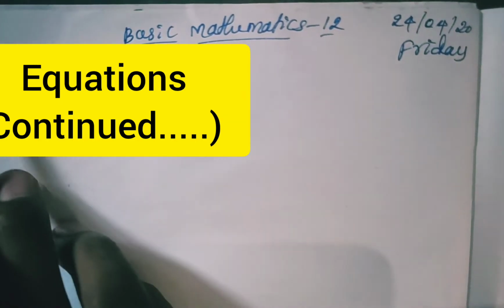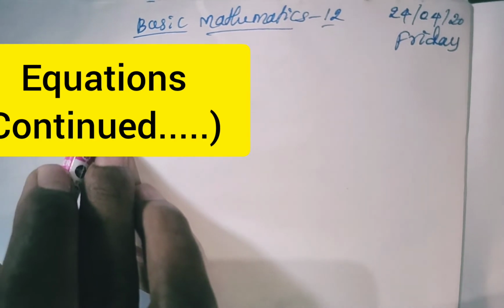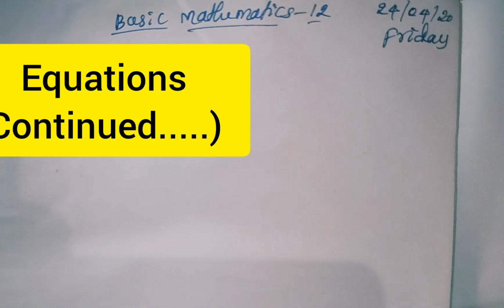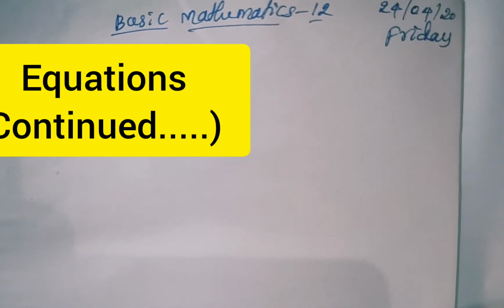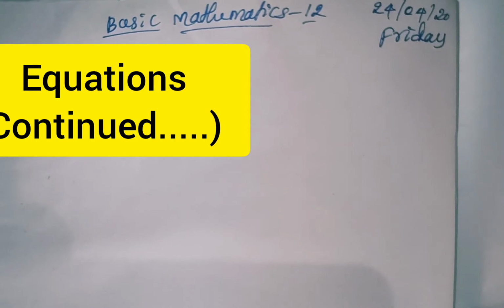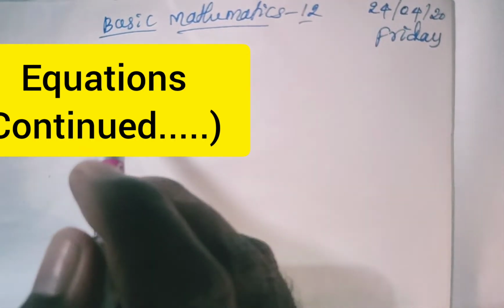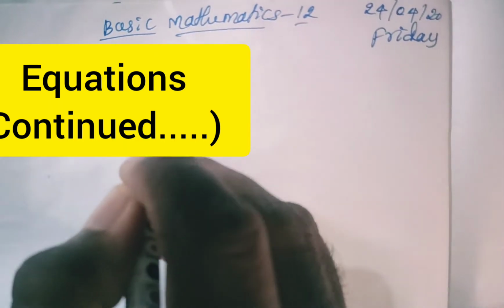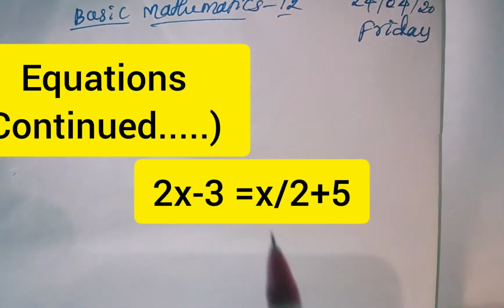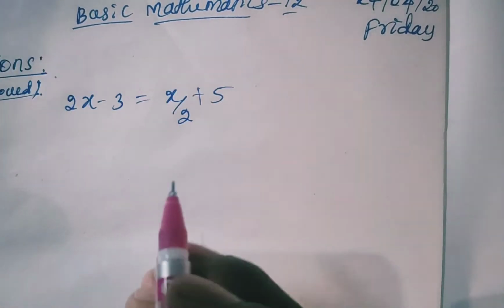So I'm going to continue the same thing, equations. In previous lectures we studied linear equations, and today also I'm going to continue the same linear equations, but with little bit complicated examples. So how to solve the complicated examples? We studied some basic examples like 2x minus 3 and x by 2 plus 5, like these questions. I will explain one question and then I will continue some complicated examples.